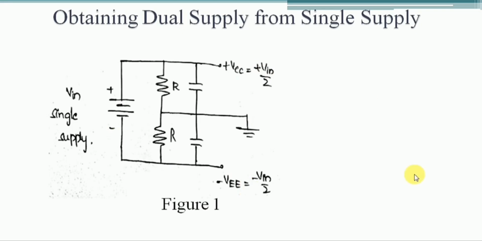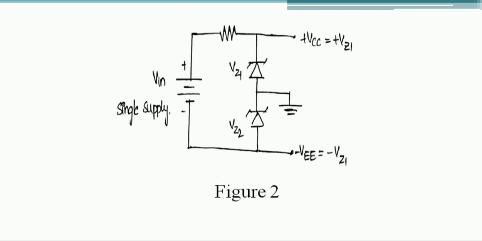In order to obtain the unbalanced power supply, where the VCC and VEE magnitudes are not equal, that is, voltages other than half of the input voltage, for this circuit we prefer Zener diodes. Here VCC is the Zener diode VZ1 breakdown voltage, and VEE is VZ2. If we consider VZ1 and VZ2 to be the same, then we obtain the balanced power supply. Or else if we consider different voltage ratings of Zener diodes, then we obtain an unbalanced power supply.